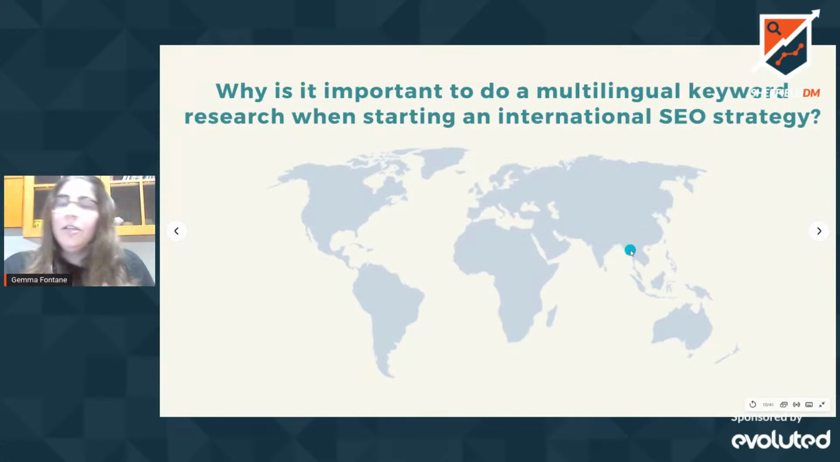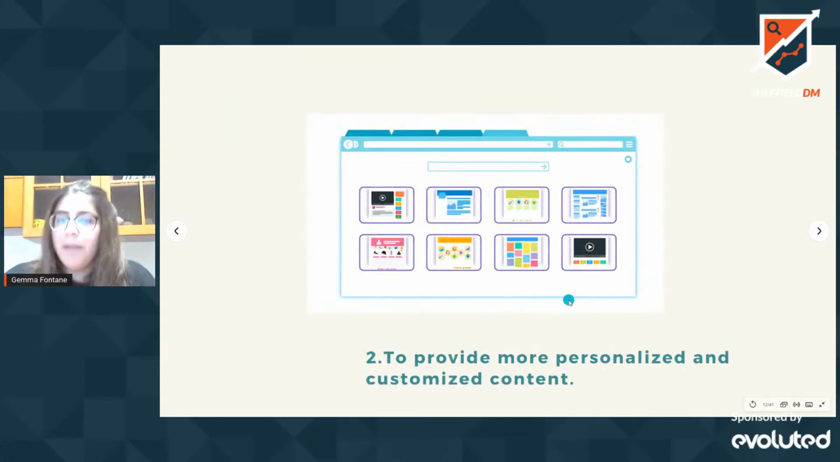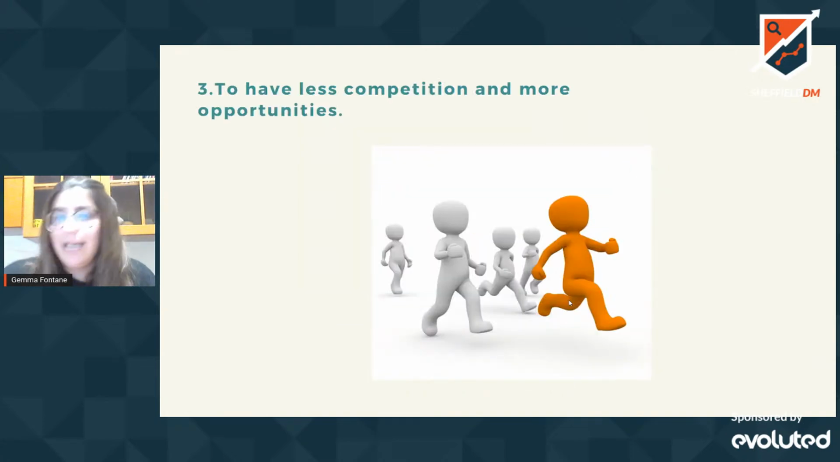Okay. So why is it important to do multilingual keyword research when starting an international strategy? Well, because this helps us to reach our target audience. It helps us to target our potential countries and users in a correct way. This also helps us to provide more personalized and customized content, right? As we've seen before, a lot of people like to read reviews and product information in their own language, or at least in a language that they can easily understand. Yes? And last but not least, and this is really important, this helps us to find new SEO opportunities, especially when we compete against big brands, when we want to start in a new country where there are a lot of competitors.